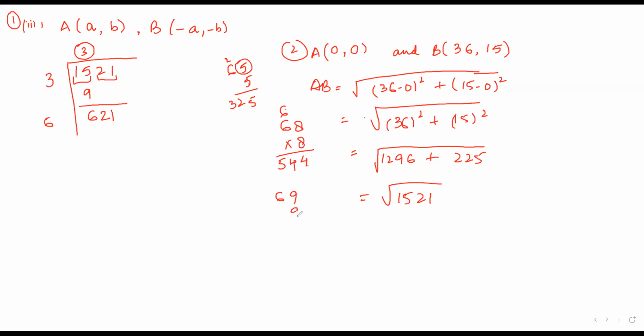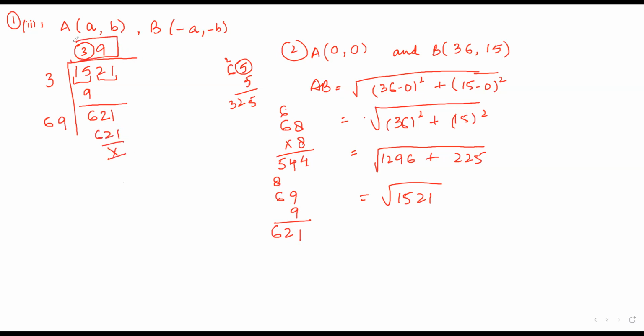6 into 9, check. 9 into 9 is 81. 8. Now 6 into 9 is how much? 54. And 8 is again 62. So I'm getting perfect. 69 into 9 is 621, right? So we write the same number here. Whatever we write here, 9, we write here 9. So 621 complete. So this is a perfect square.